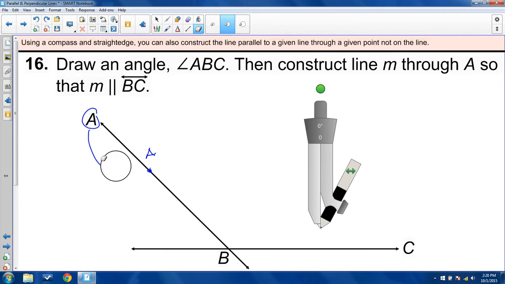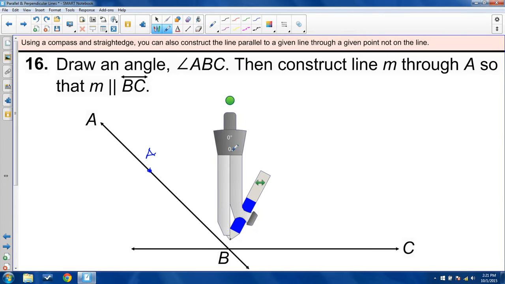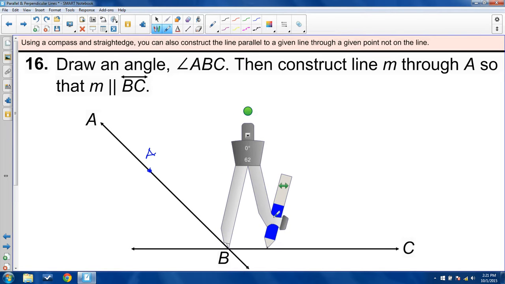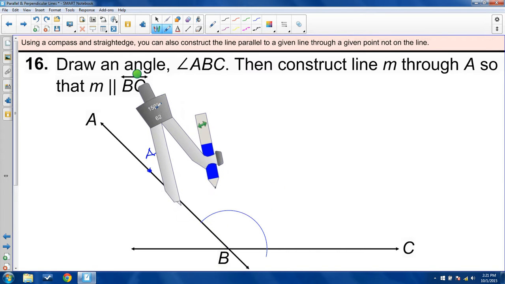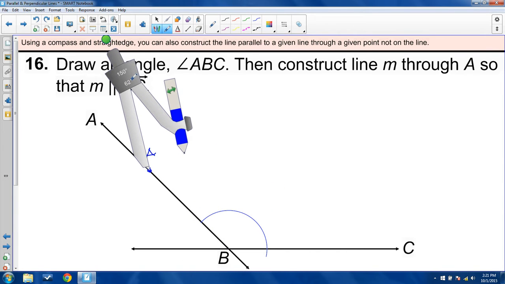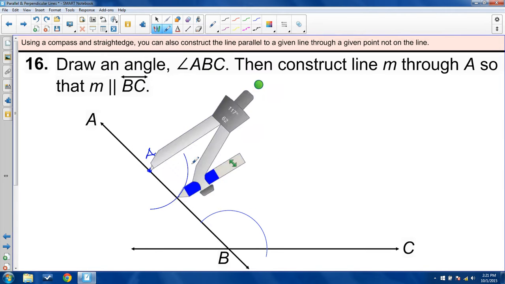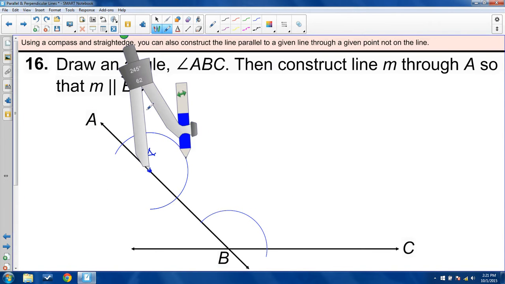And to make it parallel to BC right here, what I'm going to have to do is create congruent corresponding angles, because the converse of the corresponding angles postulate says if corresponding angles are congruent, then the lines are parallel. So to create congruent angles, I'm going to start with my original angle, and at the vertex, make an arc that passes through both sides. I'm going to repeat this here on my point A. Remember, this is where line M is going to be drawn through. I didn't need to make it that big, but that's all right.